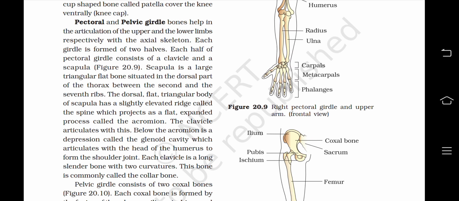of scapula has a slightly elevated ridge called the spine, which projects as a flat expanded process called the acromion. The clavicle articulates with this. Below the acromion is a depression called the glenoid cavity, which articulates with the head of the humerus to form the shoulder joint. Each clavicle is a long slender bone with two curvatures. This bone is commonly called the collarbone.